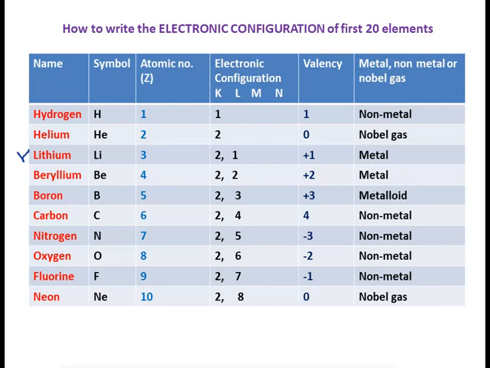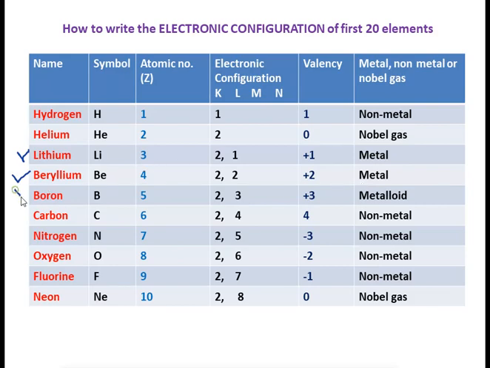Now the second one is beryllium. The symbol of beryllium is Be, capital B, small e. Atomic number is 4. 4 protons and 4 electrons. So 4 protons will be present in the nucleus and 4 electrons, 2 electrons in the K shell and 2 electrons in the L shell. Right? So since 2 electrons are present in the L shell, these electrons can be donated to any other element. Right? So it will have +2 valency, and it is a metal.